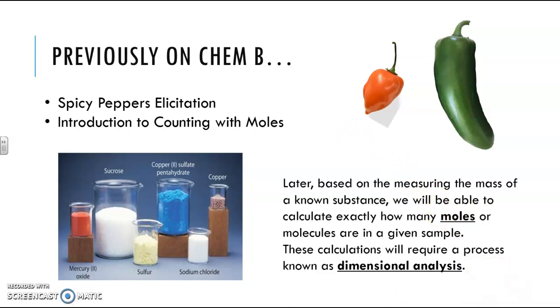Later, based on measuring the mass of a known substance, you'll be able to calculate exactly how many moles or molecules are in a given sample or substance. So we're going to go through this process called dimensional analysis to help you with a framework for how you can go through doing these calculations, where we'll be converting typically grams that we've weighed on a scale to moles, ultimately so that we know how many molecules or atoms are in a sample.